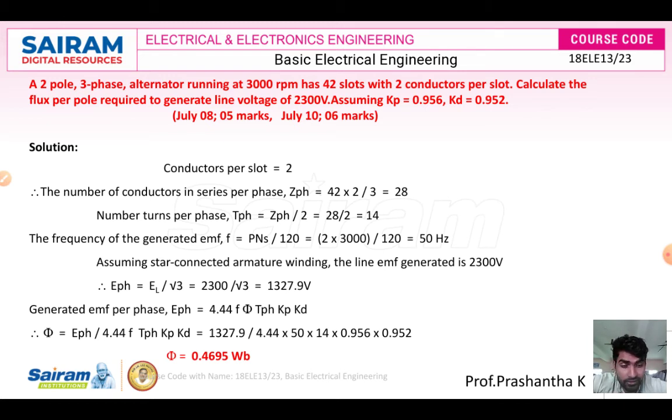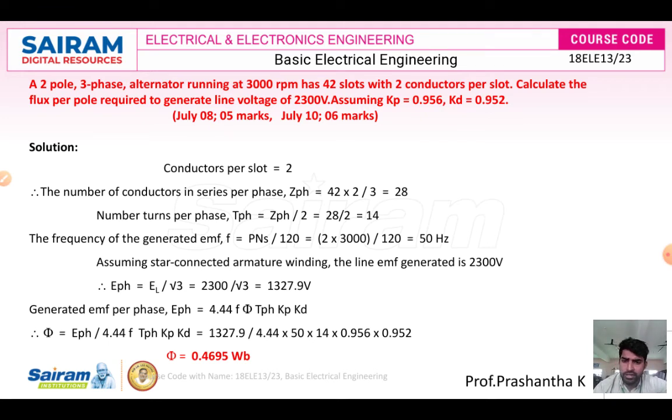Number of turns per phase, T phase, is equal to Z phase by 2, because one turn consists of two conductors, one conductor connected to another conductor of the same phase. So turns per phase is 28 by 2, that is 14.